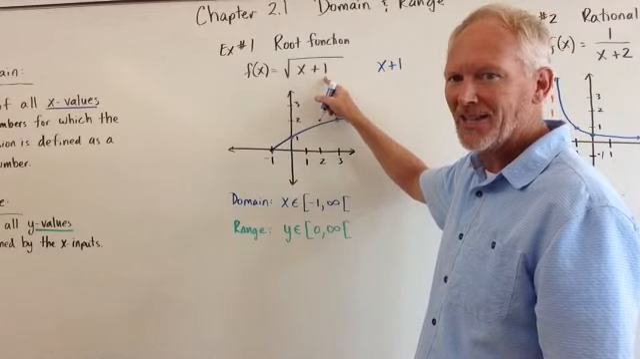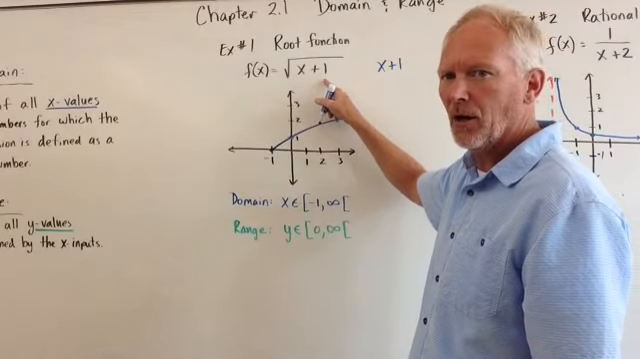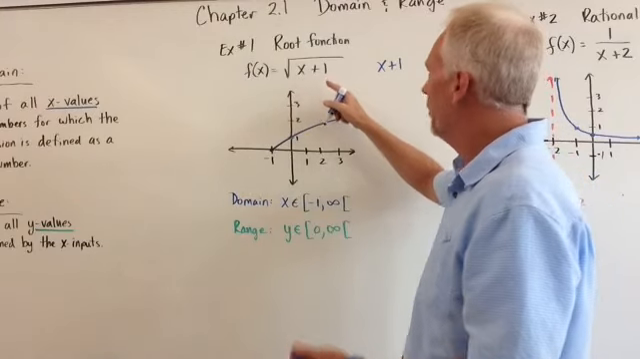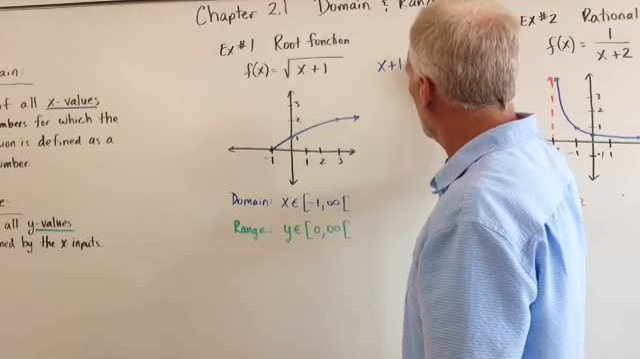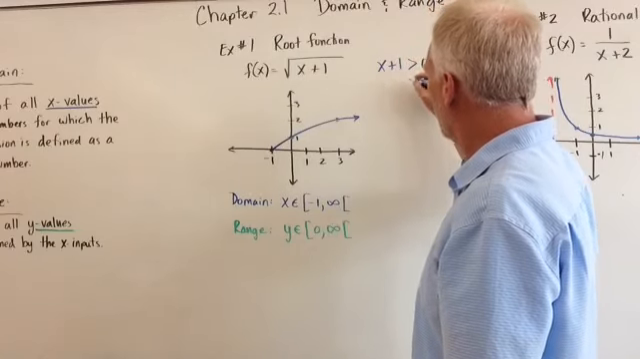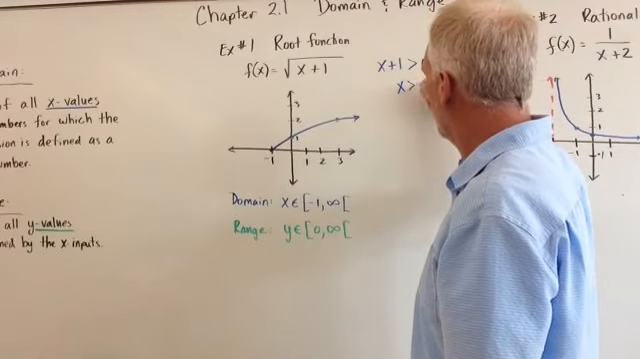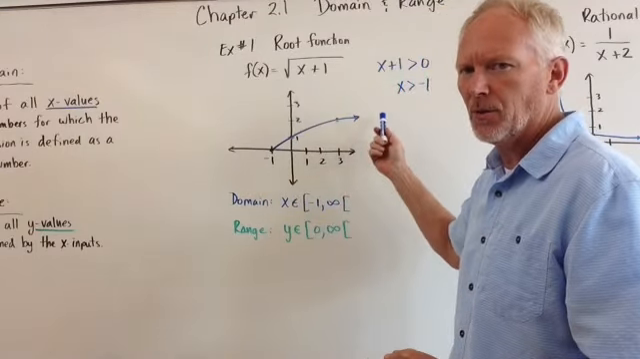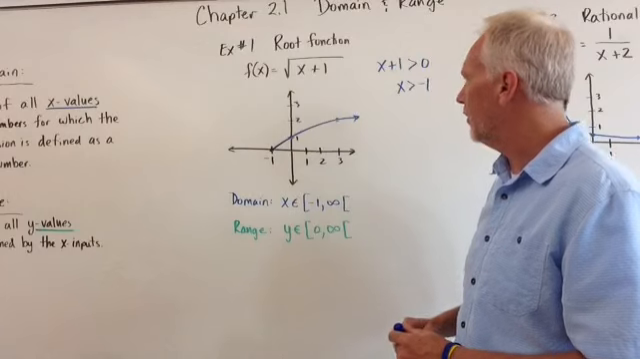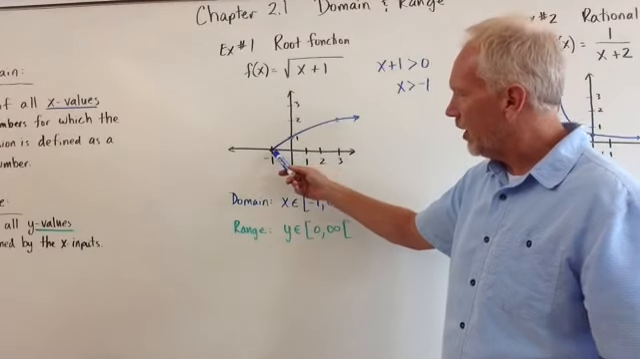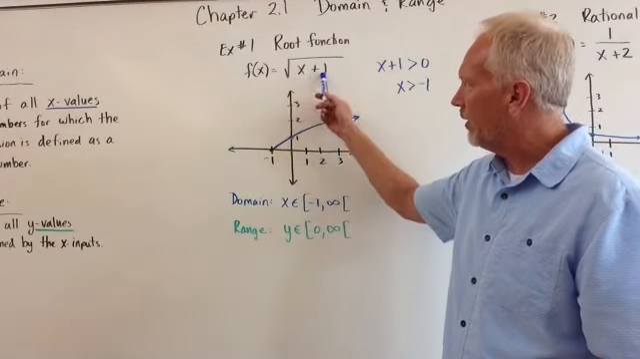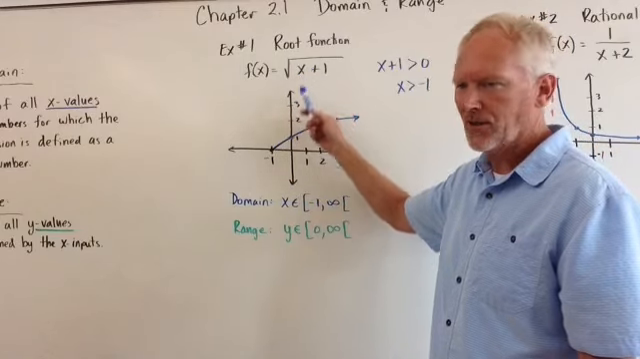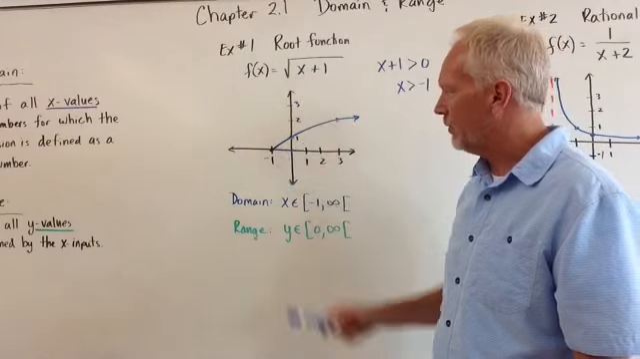Because if we have anything less than 0, then it becomes undefined because it's a negative under the radical, or it becomes an imaginary number. So we want this to be greater than 0, so we say that x has to be greater than negative 1. And this gets back to some of the old inequality notation that we're familiar with. So x is negative 1. We plug that in, and we get negative 1 plus 1 is 0. So we get a value of 0.